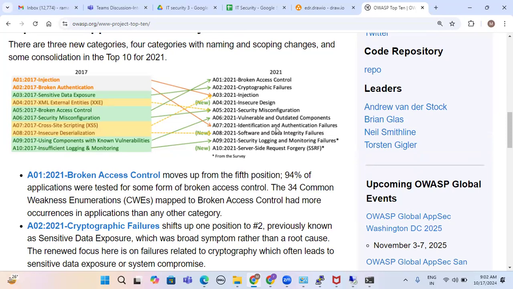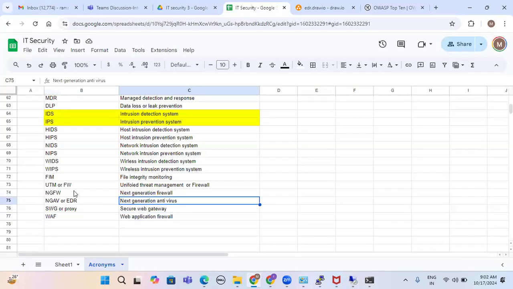Coming back to next generation firewall. Not only layer 7, it will take care of layer 1 to layer 7. So that is next generation firewall. Maybe you have a question now. If next generation firewall is taking care of all these 7 layers, then why do we have to use a web application firewall?